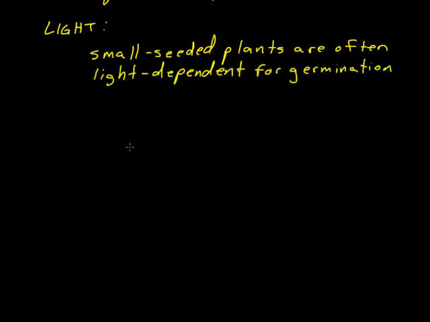Meaning that unless that seed is exposed to light, it will not germinate, even if the temperatures are optimum, even if there is optimal moisture in the soil and the seed is viable. In other words, it will remain dormant until it comes into contact with some light. And there's a very good reason for this being a property of small seeded plants. And a little drawing here can help illustrate this.